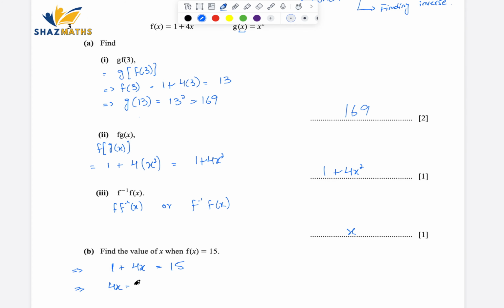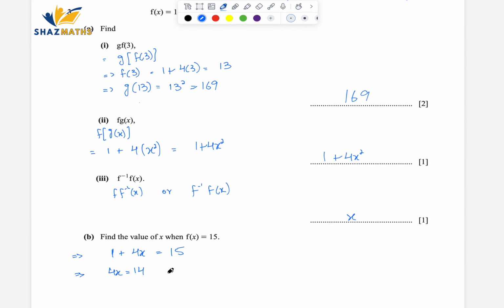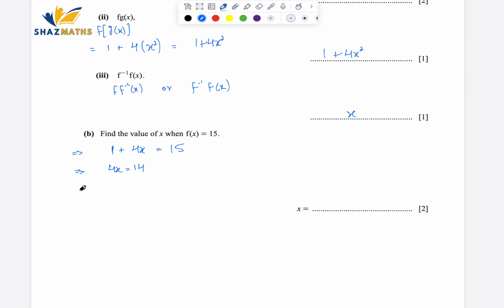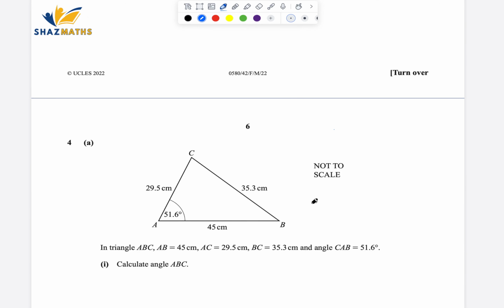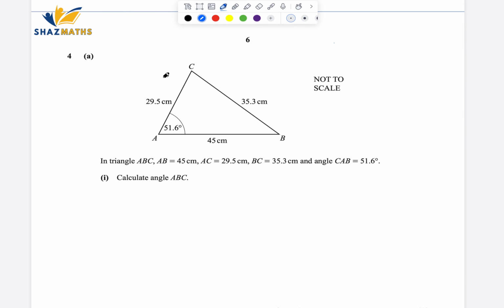It's going to be 4x equals 15 minus 1, which is 14, and x would be equal to 14 by 4, which is 7 by 2. Always leave your answer in the simplified form. Okay, so that was question number 3.